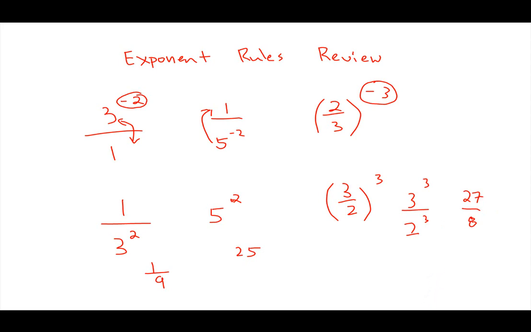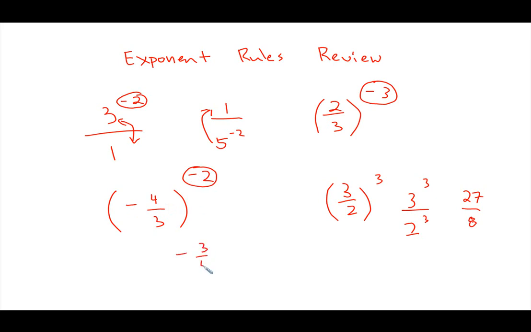Okay. Let's take a look at what if we have a negative base. Let's say we had negative 4 over 3 to the negative 2nd power. If we want to make this negative exponent positive, we're going to flip the base. Now when we flip this, the negative still stays negative. That doesn't change. All we're doing is flipping this to make the negative exponent positive. So we end up with negative 3 over 4, and this 2 becomes positive.